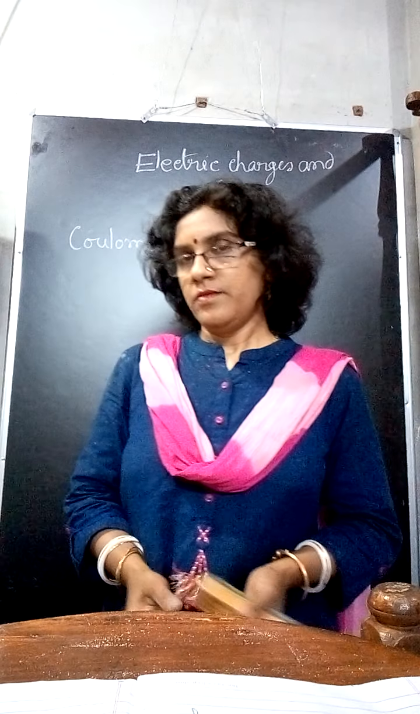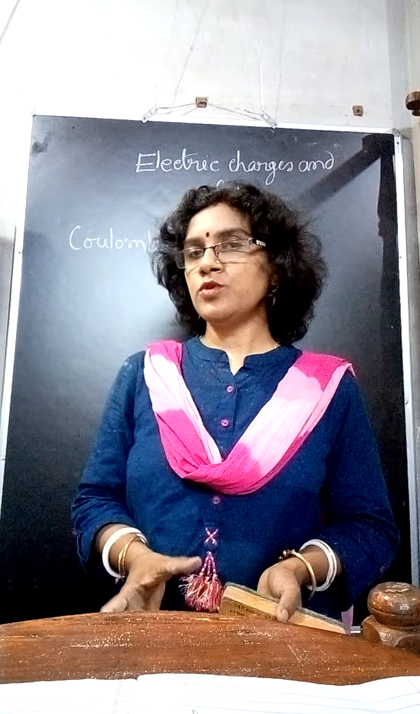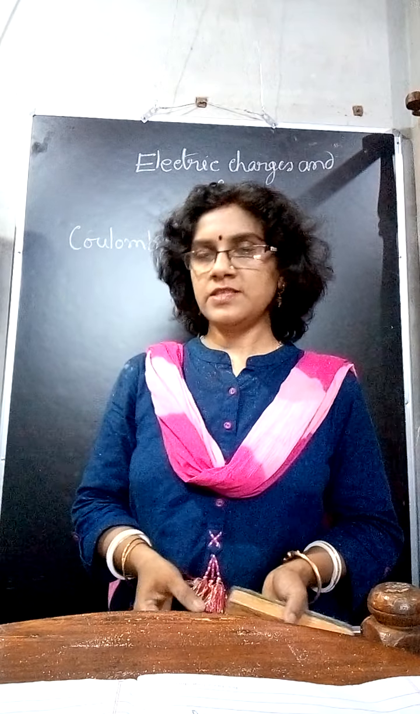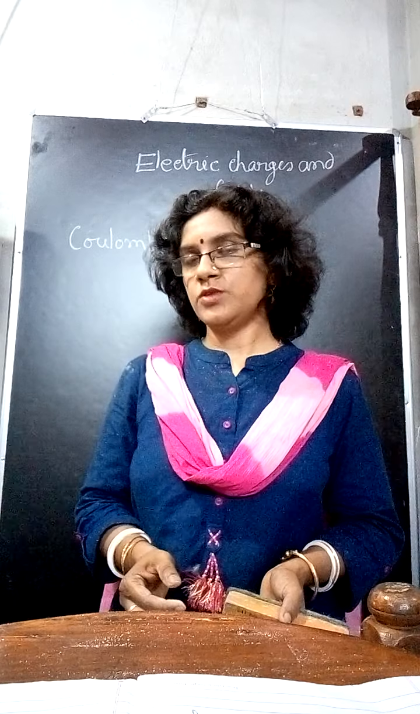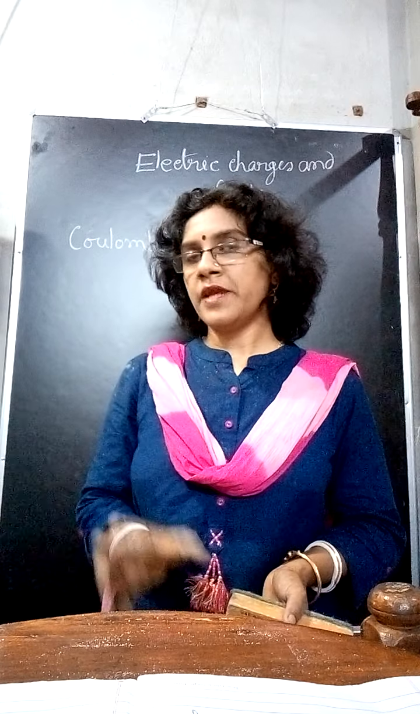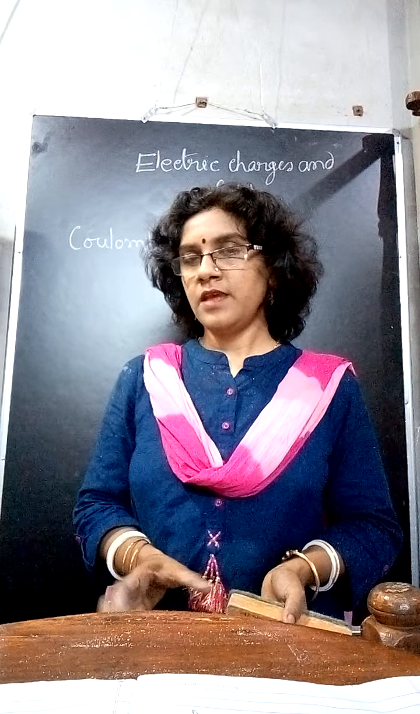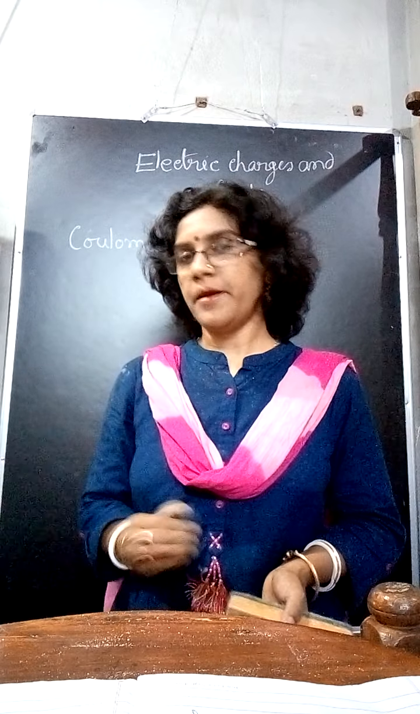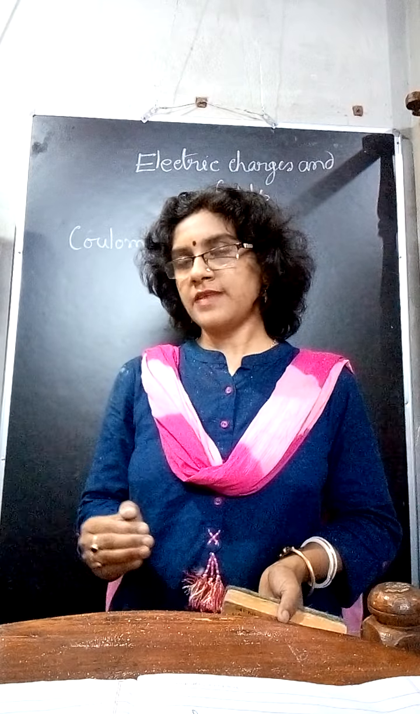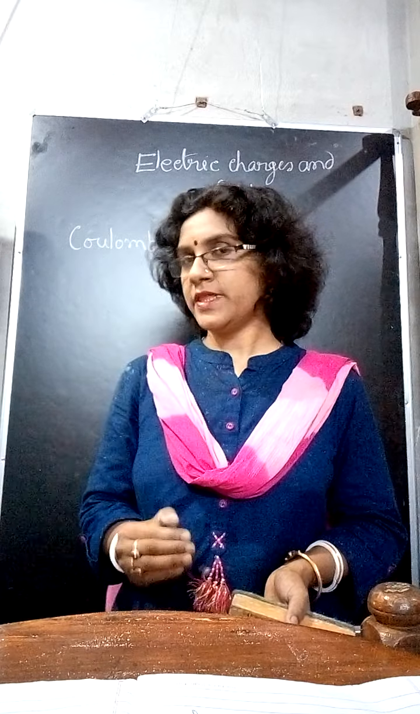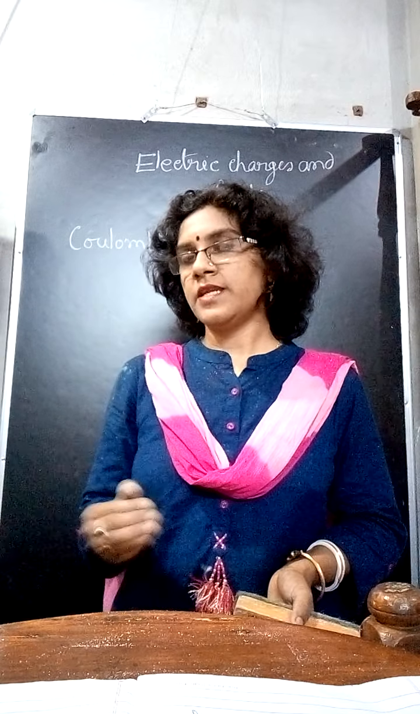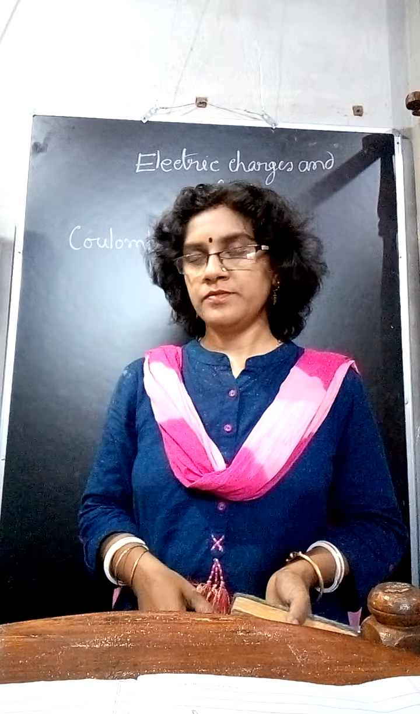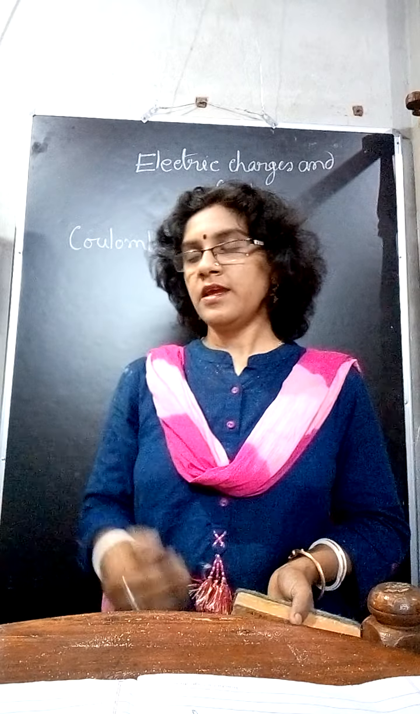According to this law, the electrostatic force between two point charges at rest is directly proportional to the product of the magnitude of the two charges and inversely proportional to the square of the distance between them. The force acts along the line joining them and it depends on the nature of the intervening medium. So the points in Coulomb's law are there. One number is there.